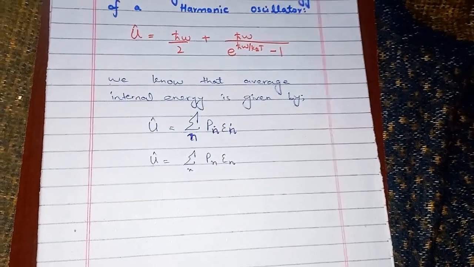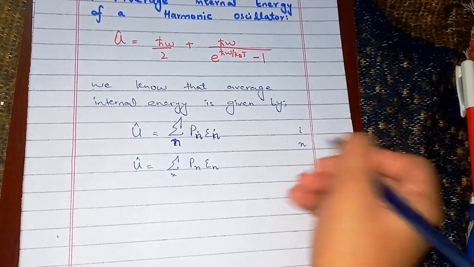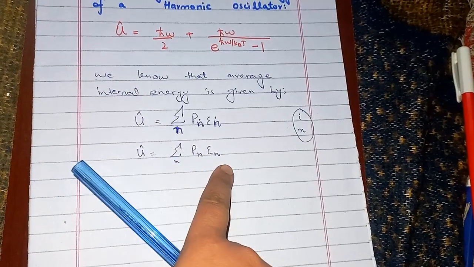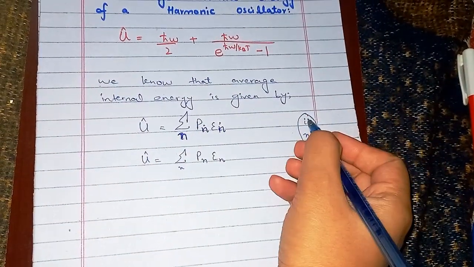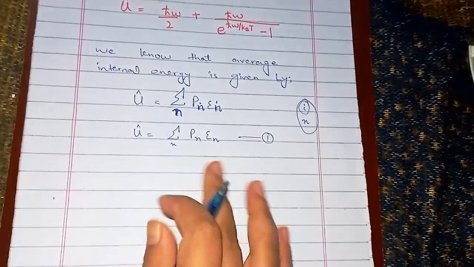It's easy because i shows which state you are referring to, and n also shows that, and that's the most conventional way of representing the states of a harmonic oscillator. That's why I'm using it. It's totally up to you if you want to use i here or whatever else you want. So this is the formula that we'll be using.